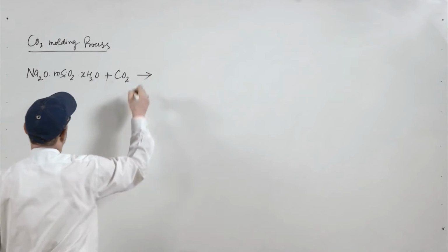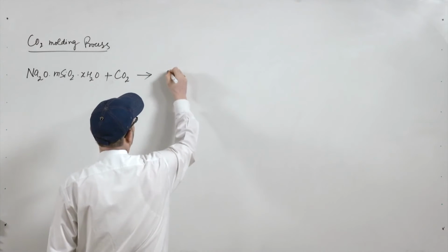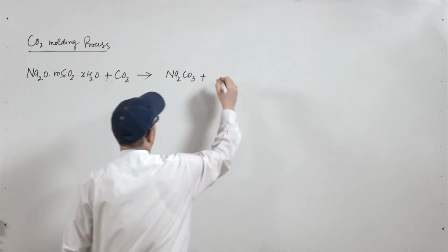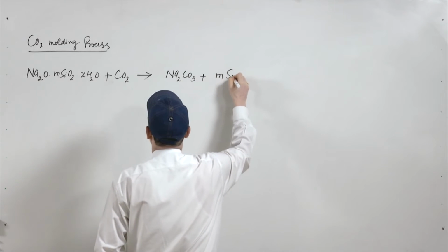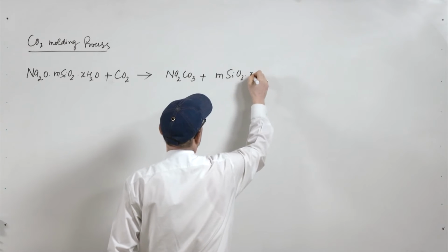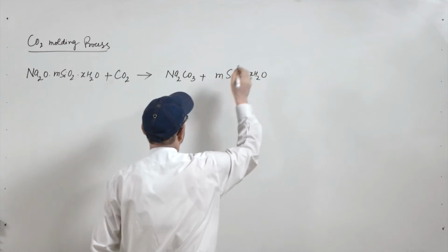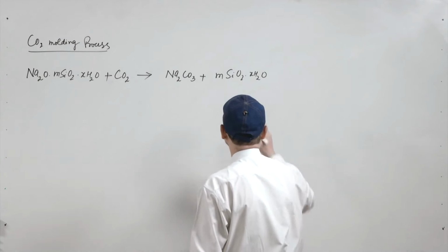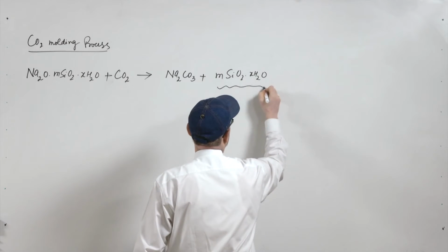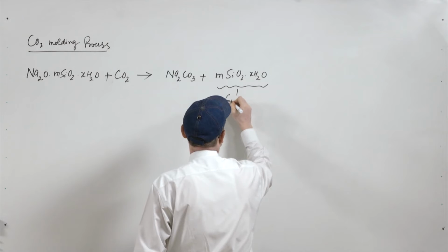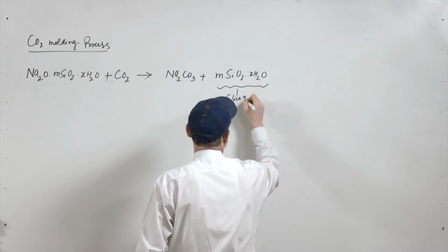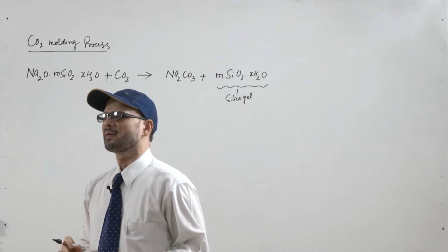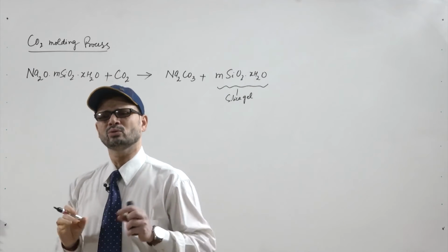So, that makes Na2CO3 plus M SiO2 XS2. So, this reaction takes place, and the product of this reaction is basically known as silica gel. So, this silica gel is basically responsible for giving you that strength.